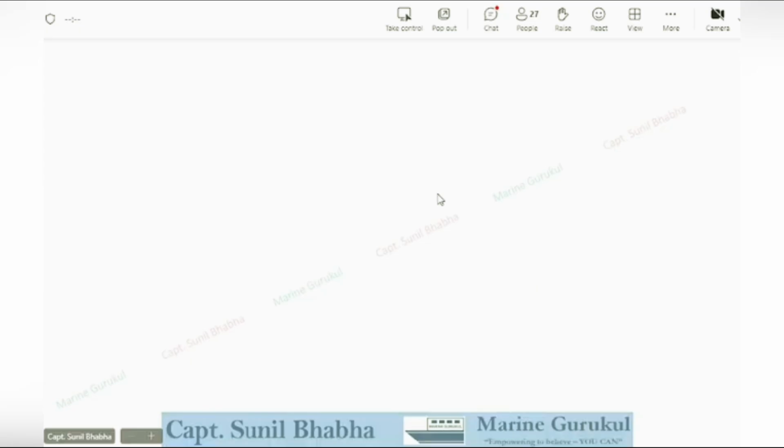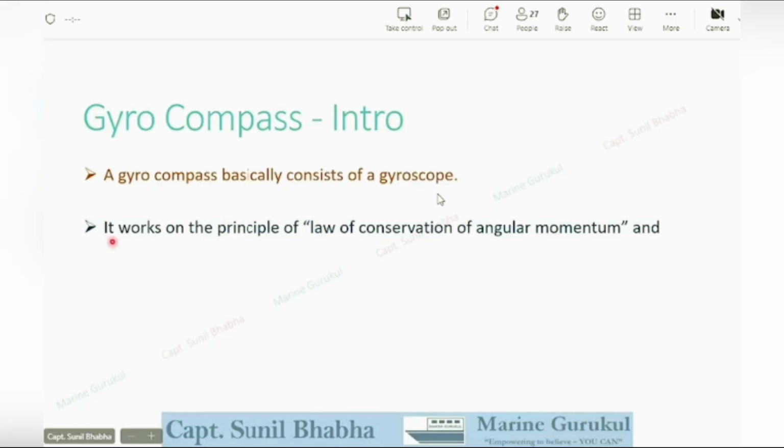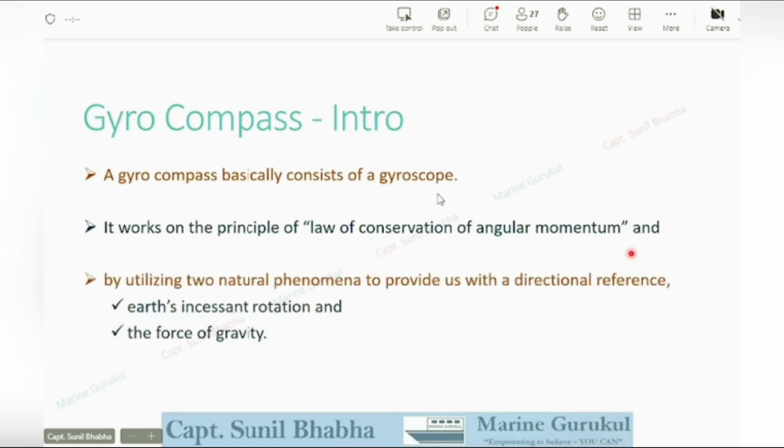So with this presentation, we start off with the topic of gyro compass. Now, a gyro compass basically consists of a gyroscope. It works on the principle of law of conservation of angular momentum, and the gyro compass works by utilizing two natural phenomena to provide us with a directional reference.